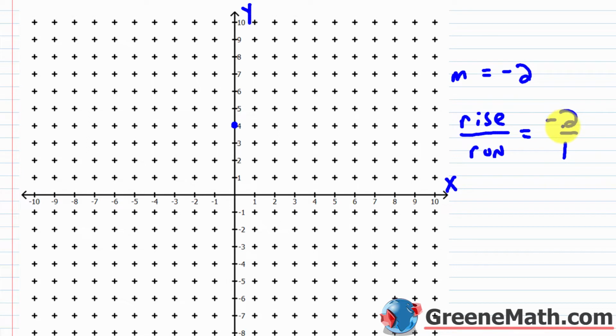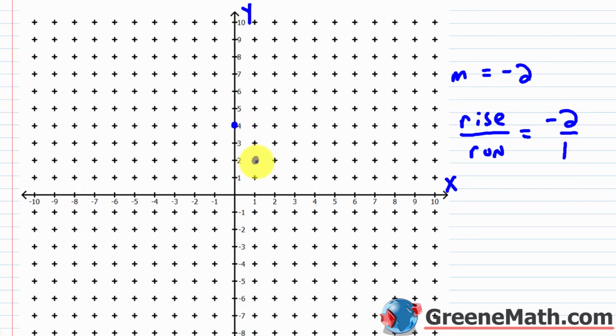That means I just fall. So I'm going to go down 2 units. I run 1. That means I go to the right 1. So when we talk about running, we're talking about horizontal movement. So if that's positive, I'm going to the right. If it's negative, I'm going to the left. When we talk about rising, if it's positive, I'm going up. If it's negative, I'm going down. So that's why -2 over 1, I went down 2 to the right 1.